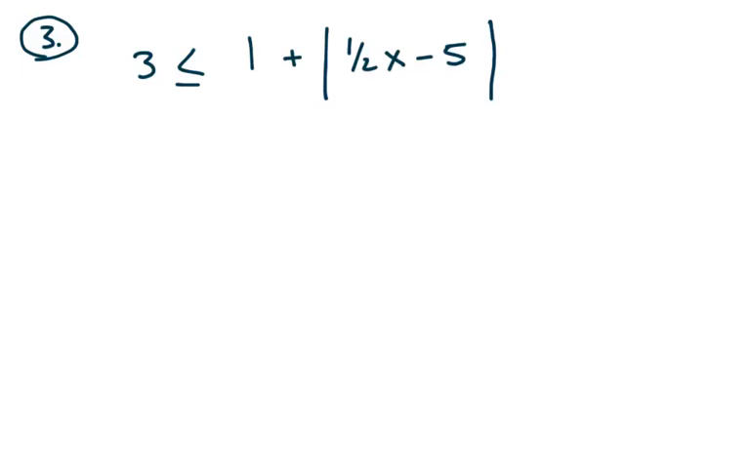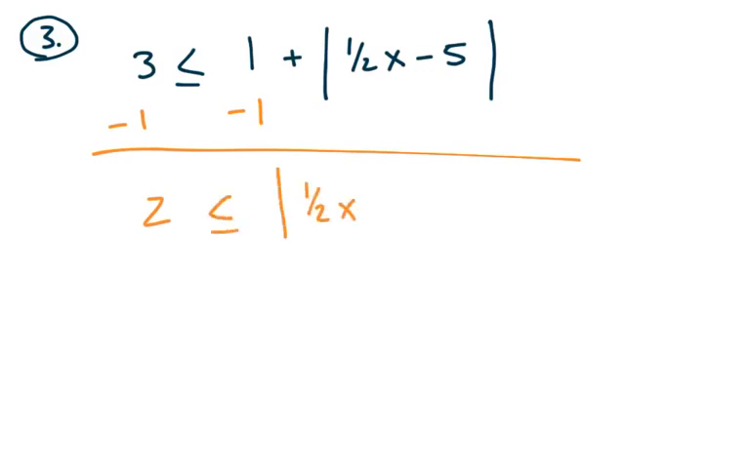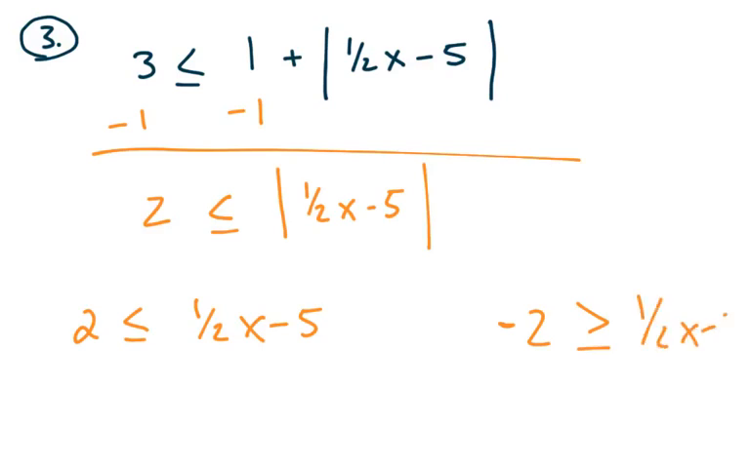So, more of the same, subtract 1, subtract 1. We're going to get 2 is less than or equal to the absolute value of 1/2 x minus 5. Again, we're going to consider the two cases, one if it's positive, and the other is if it's negative. Got the flip. And we just go through and solve.